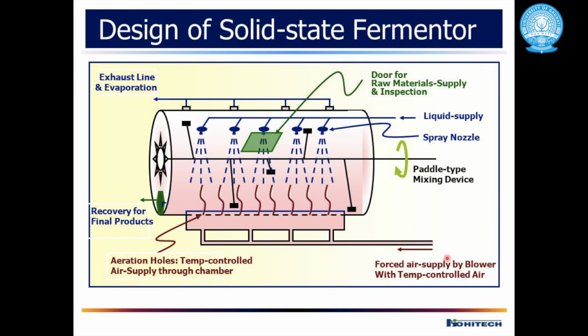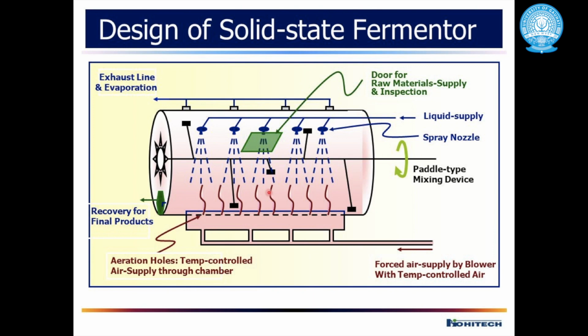Now this is the design of a solid state fermenter. Here it's a kind of drum-like material, and from below there is forced air supply. So this is quite required, as I have told you, that without air you don't see growth of microbes. Air is required, oxygen is required, and at the same time you need water, because the humidity has to be maintained, and under such conditions this water is being sprayed. This is water, this is the spray nozzle, the liquid supply.